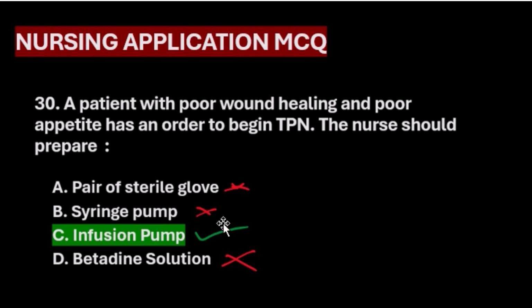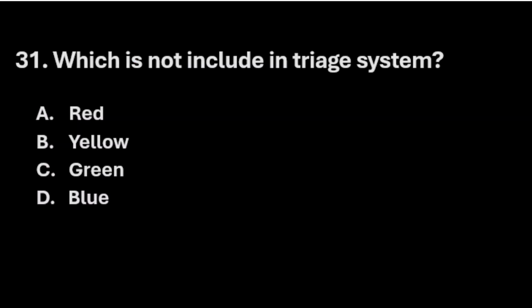Syringe pump is for inotropes or small syringes, which are 50 ml syringes or 20 ml syringes. Here, it is a large quantity like 1 liter or 500 ml. So, this large volume should be administered through the infusion pump. Pair of sterile gloves, betadine solution, etc. are for sterile procedures like catheterization, wound dressing, etc.